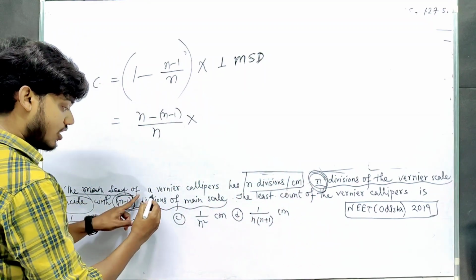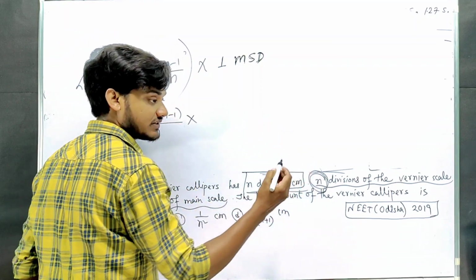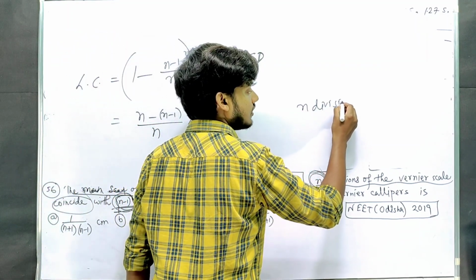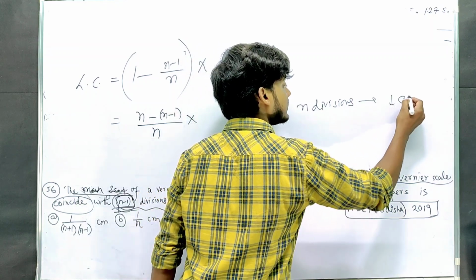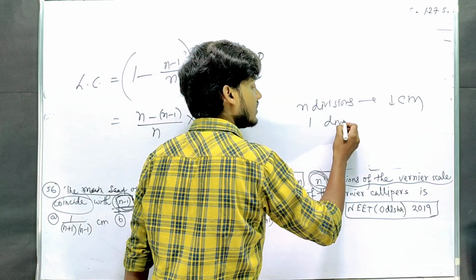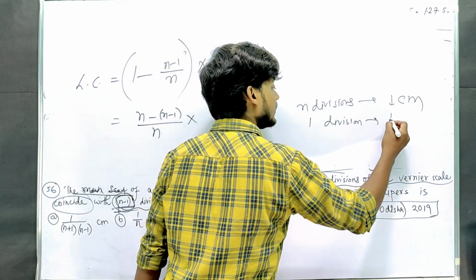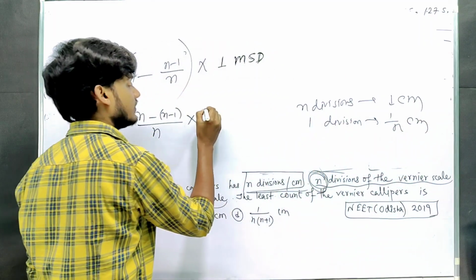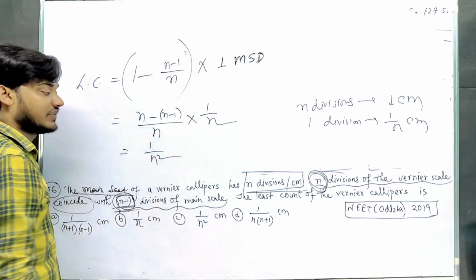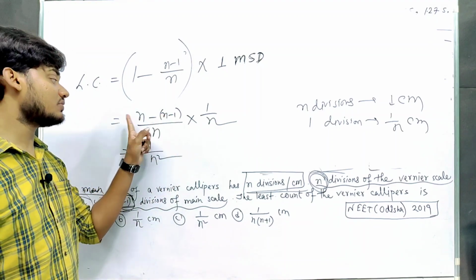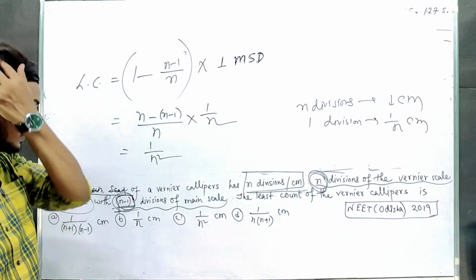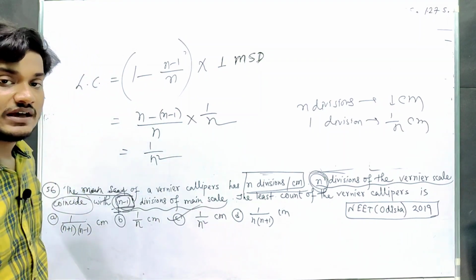Look, the main scale of a vernier scale has n divisions per cm. This means n divisions equal 1 cm, but we need one main scale division, so 1 division will be 1 by n cm, yes or no? So we have to write 1 by n minus n minus 1 by n, so 1 by n square, n and n square, here n minus n cancel out, so 1. Okay, this is the right answer. 1 by n square, this is the right answer.